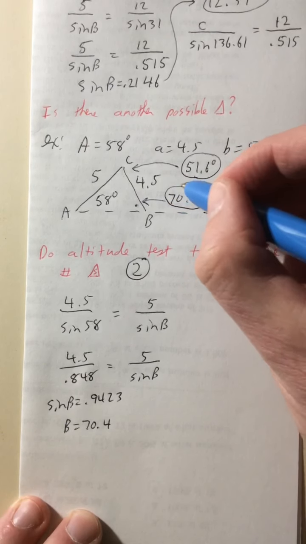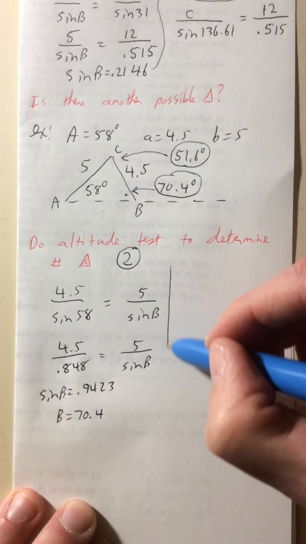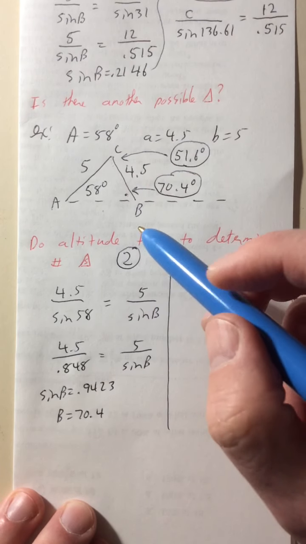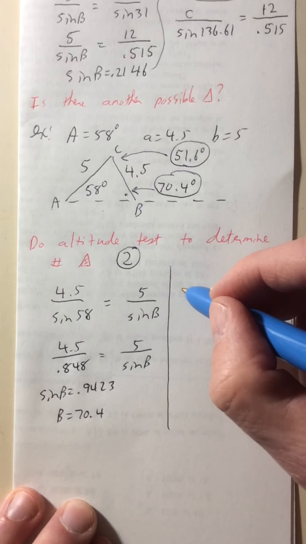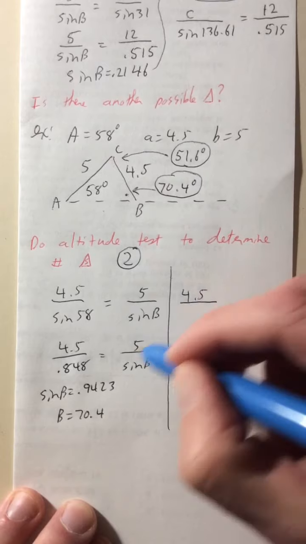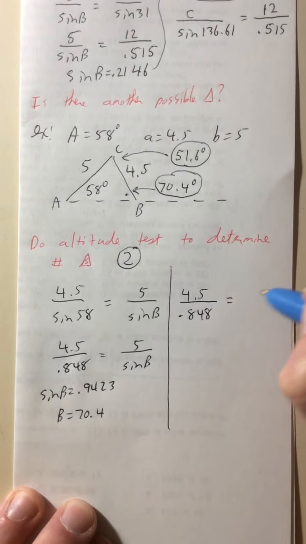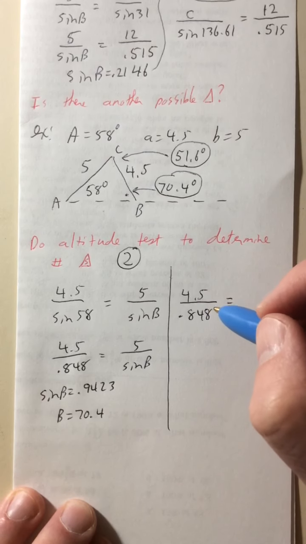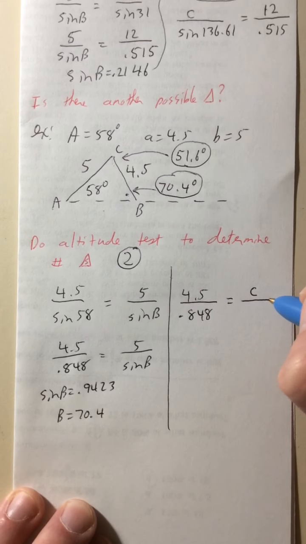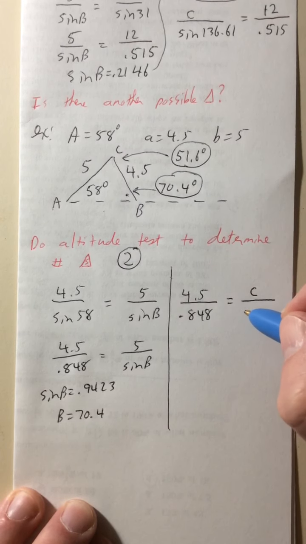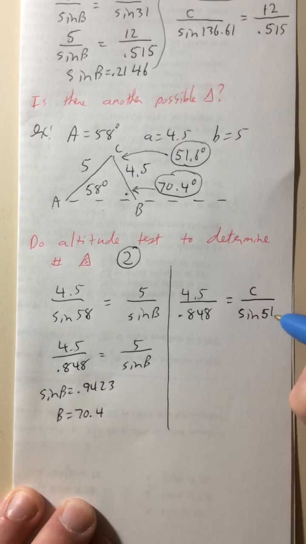Now we just need to find this missing side over here, side C. So let's do that right over here. We'll work with two things that we already know again. These two guys right here. So 4.5 over sine of 58, which we already figured out to be 0.848, equals the missing stuff right here. We need to find side C, which we don't know. That's going to be side C. And we do know the angle is 51.6 degrees. So we need the sine of 51.6.